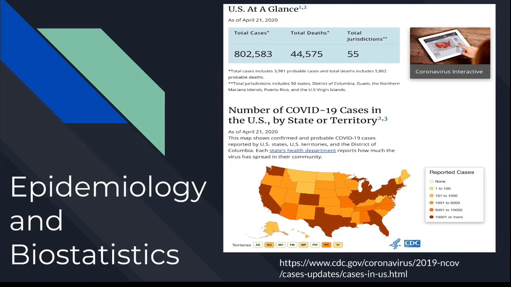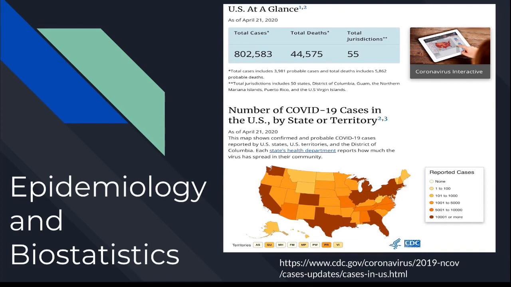Biostatistics involves the research and the management, which is focused on the analysis and interpretation and presentation of health science data. The image is from the CDC website and is updated once a day when the total amount of cases, deaths, and jurisdictions change. For example, as of April 21st, 2020, there have been 802,583 cases in the United States alone, which is also including the American territories. The image also depicts the number of COVID-19 cases in the US by state or territory by showing a map of the United States and having certain sections colored off to indicate which state or territory is the most affected by the virus or which territory or state has the most cases.